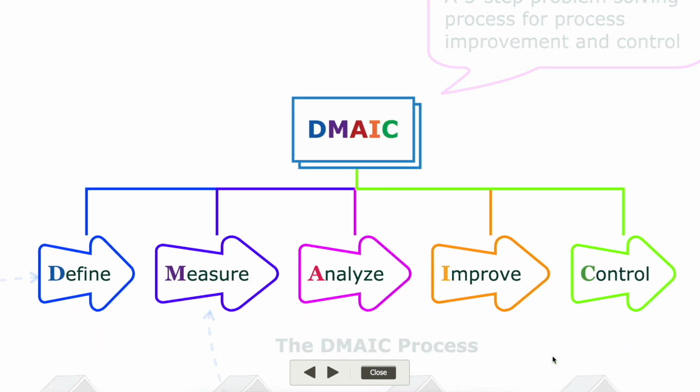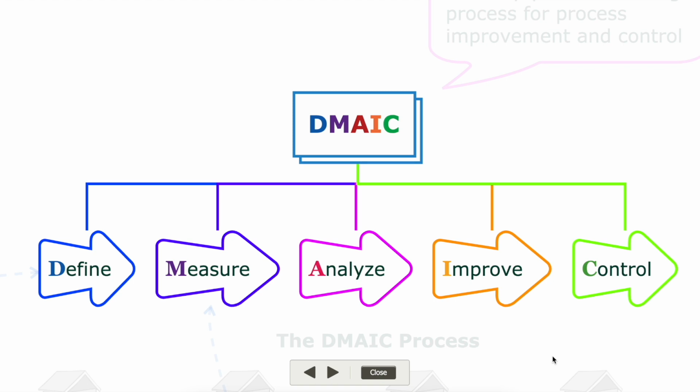So the 5 steps which are involved in this process are define, measure, analyze, improve, and control. These are supposed to happen step by step in this sequence. So at the end of each step, there is an evaluation of that step, and you cannot move to the next step until that evaluation is successful.